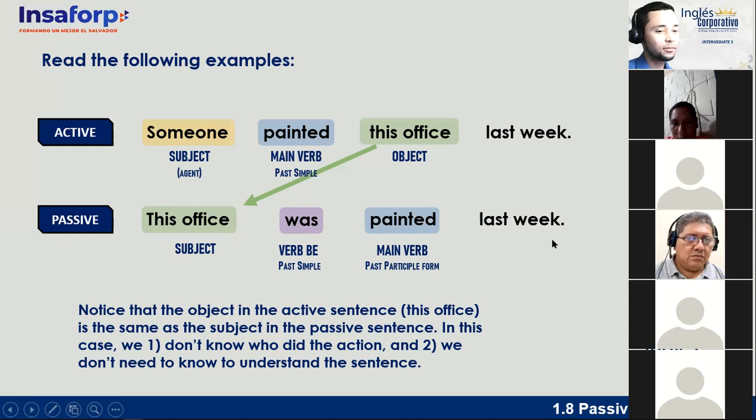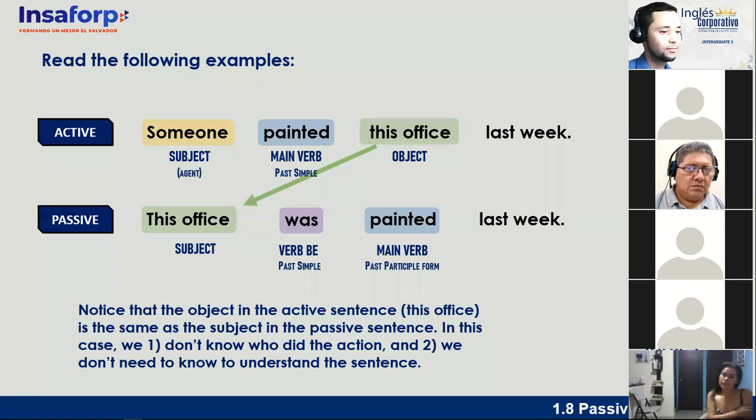Okay. ¿Será que es necesario saber quién pintó la oficina? No necesitamos saber quién la pintó. Lo importante es que la pintaron, ¿no? So again, in this case, we, number one, don't know who did the action. And number two, we don't need to know to understand the sentence.